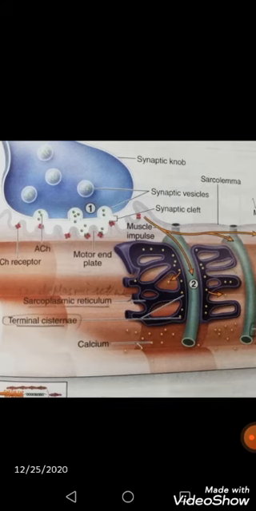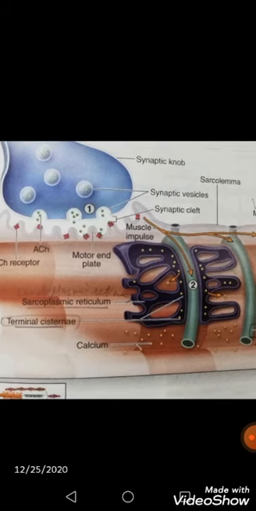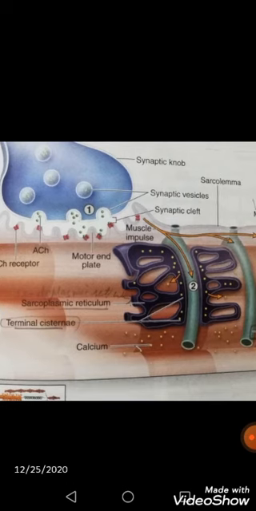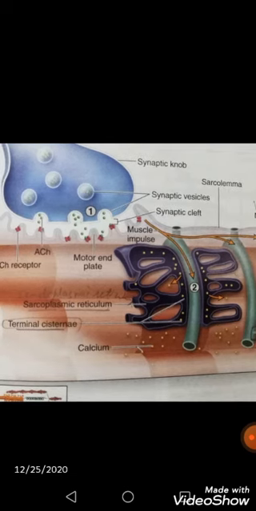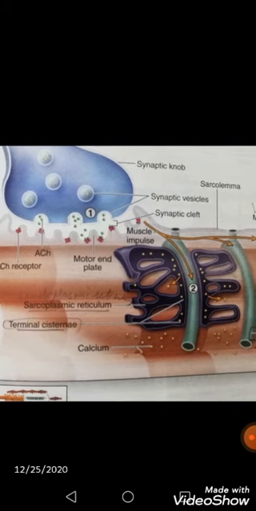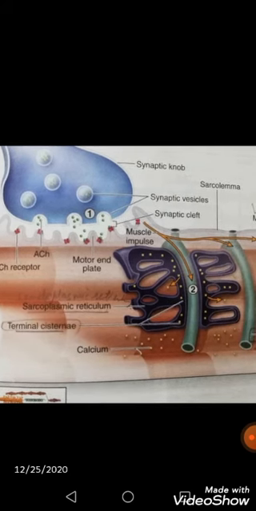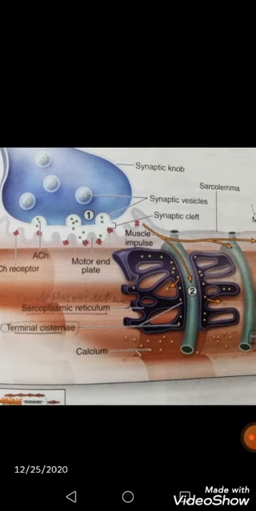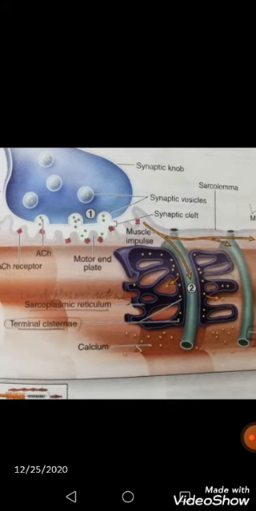The acetylcholine binds to the acetylcholine receptors in the motor end plate of the neuromuscular junction. And what happens now, they initiate a muscle impulse in the sarcolemma of the muscle fiber. Now, as the muscle impulse spreads quickly from the sarcolemma along the T-tubules, the calcium ions are now released from the terminal cistern into the sarcoplasm.